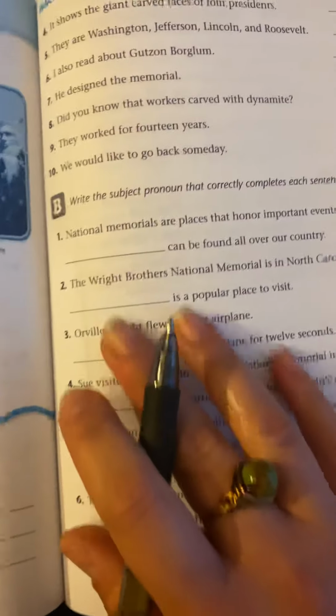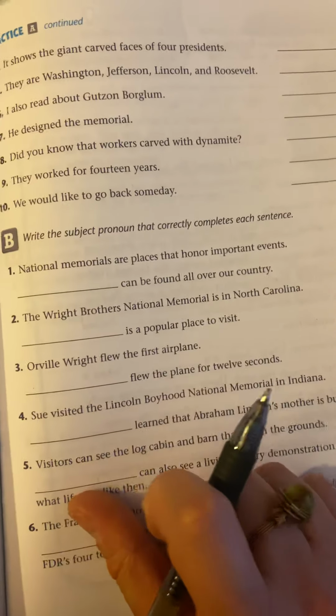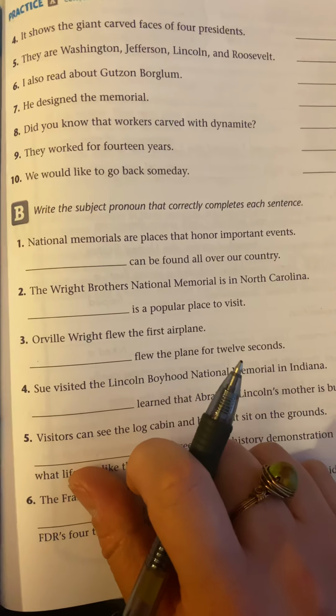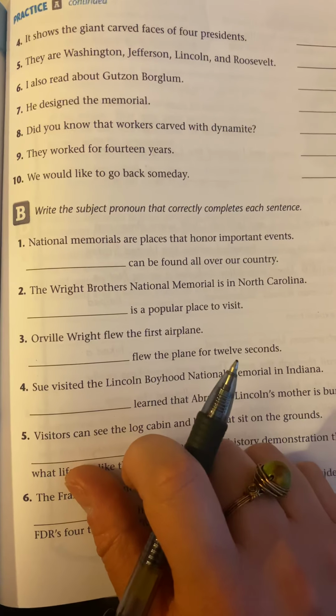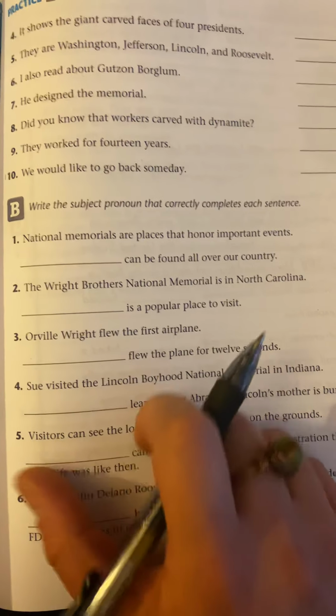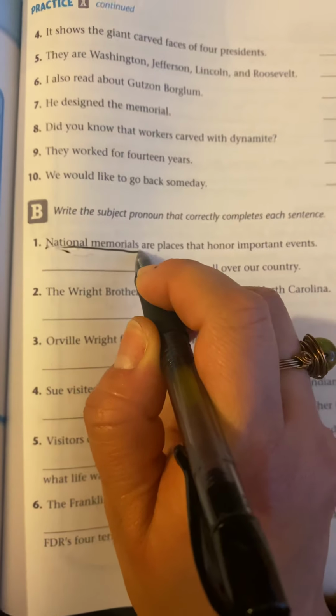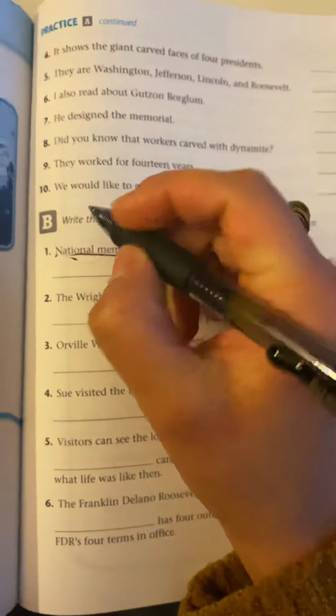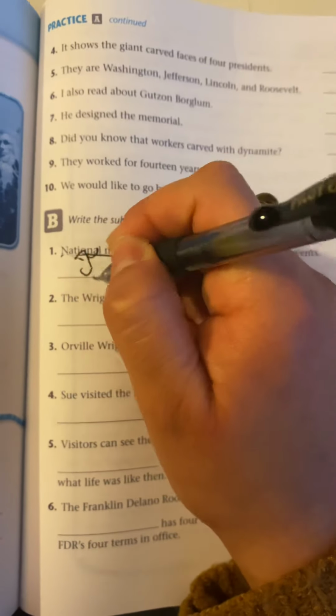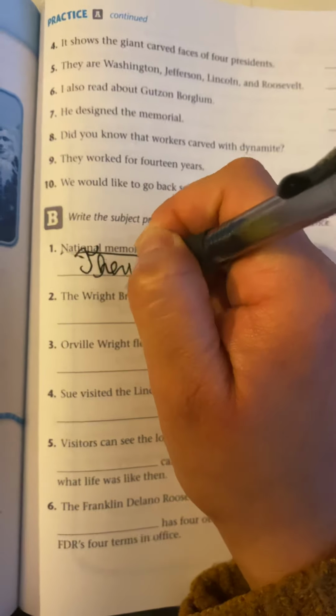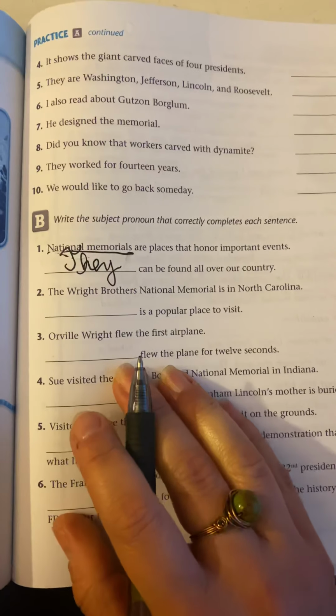All right, for practice B, write the subject pronoun that correctly completes each sentence. National memorials are places that honor important events. Think about it. Memorials. If it's plural, that means you would put they. Sorry, this is a little hard to write and hold the phone at the same time.